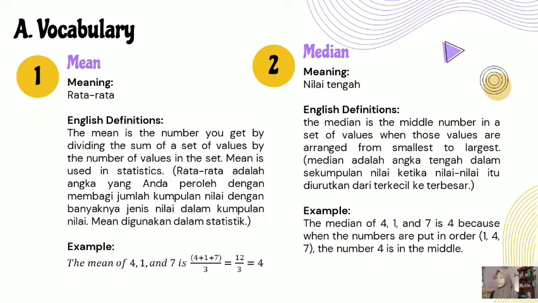And number 2, median. Meaning is nilai tengah. English definition: the median is the middle number in a set of values when those values are arranged from smallest to largest. And the example: the median of 4, 1, and 7 is 4 because when the numbers are put in order, 1, 4, 7, the number 4 is in the middle.